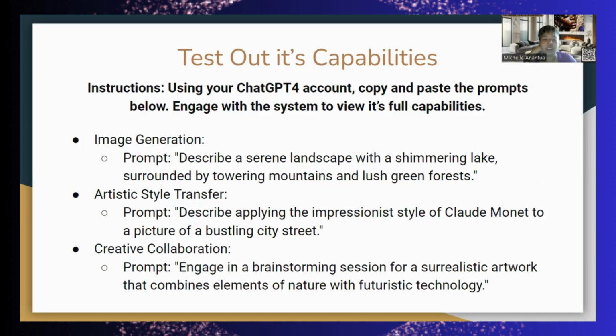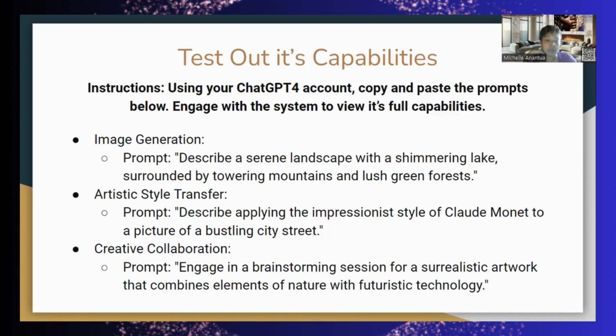So the first is an image generation prompt, and it reads, describe a serene landscape with a shimmering lake surrounded by towering mountains and lush green forests. Okay. So I don't know about you, but even just reading that one sentence, I personally can picture it in my head, and putting it in ChatGPT4, it's going to create a beautiful image.